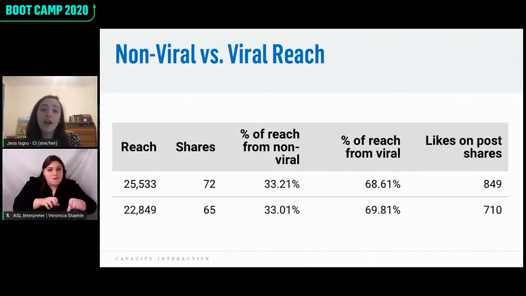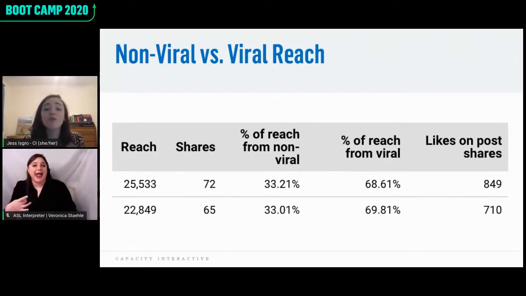And then the column on the rightmost side shows you likes on post shares. It shows you how often those people who were reached through viral reach were actually engaging with that post. And it totals about 850. So that shows more of the impact than just looking at reach and shares on their own.